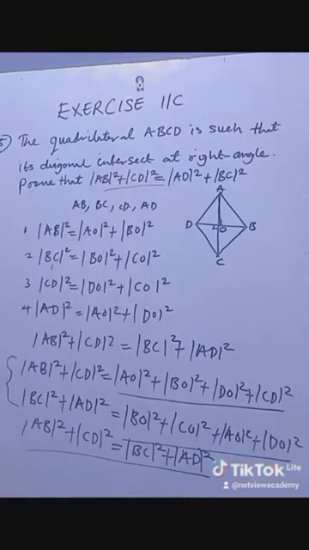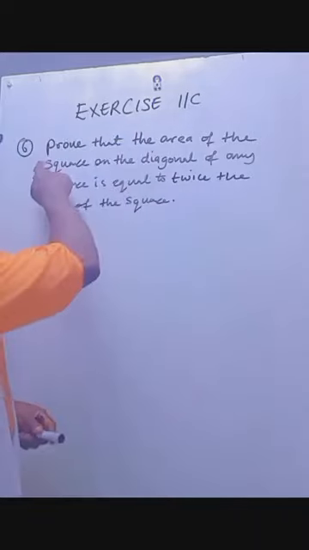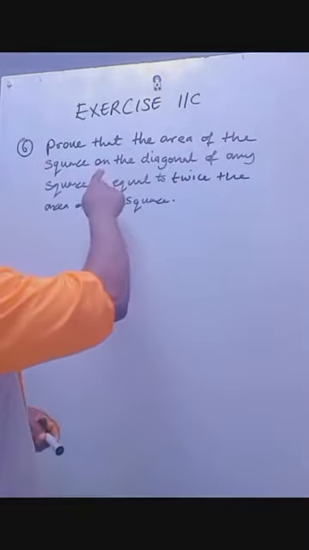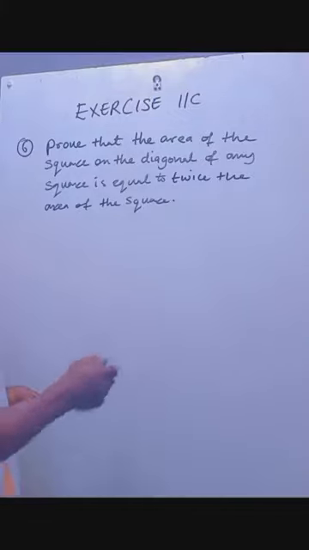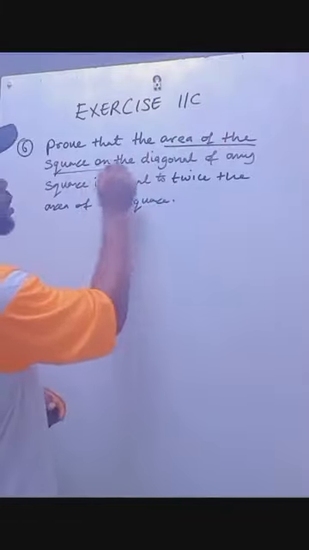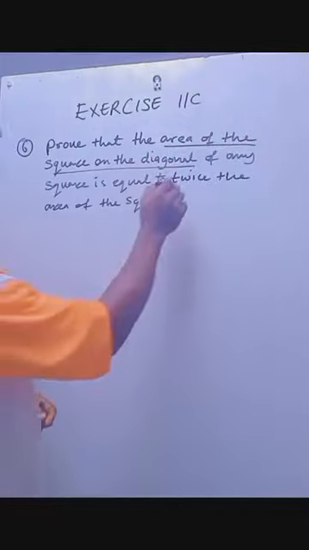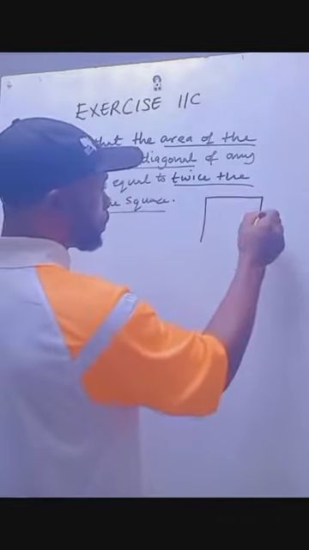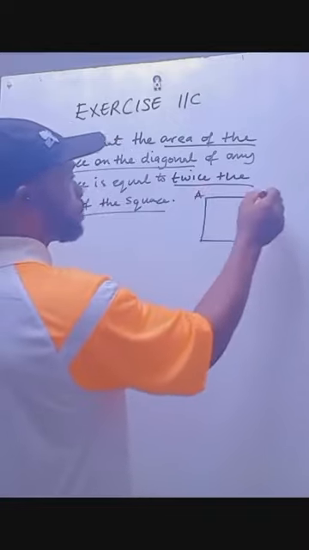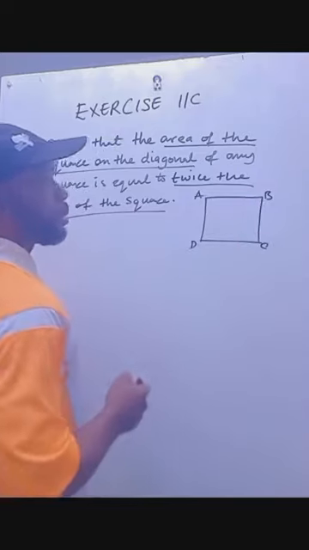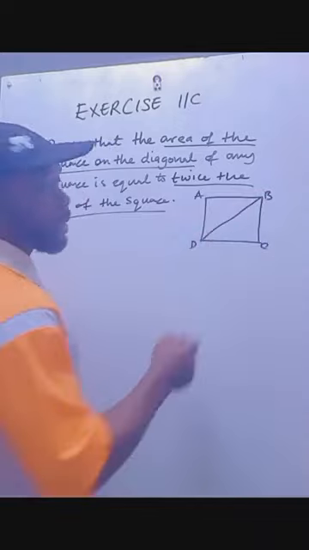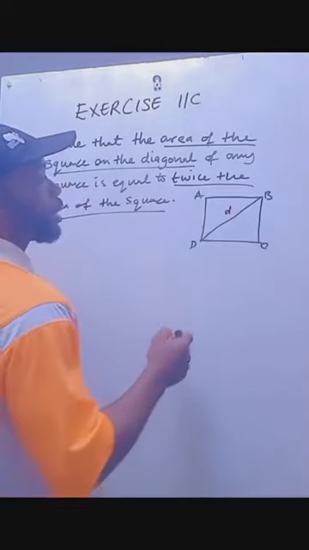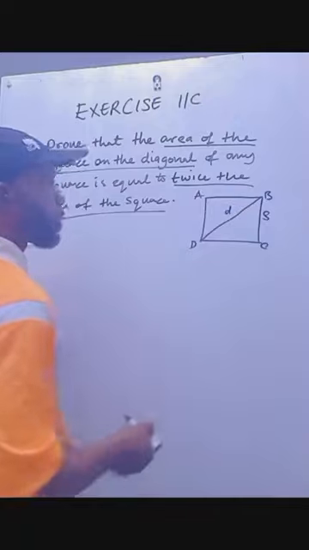Exercise 11C, question number 6. Prove that the area of the square on the diagonal of any square is equal to twice the area of the square. So let this be the diagram of the square, labeled A, B, C, and D. Let's draw a diagonal from B to D. Let the diagonal be D. And let the sides of the square be S.